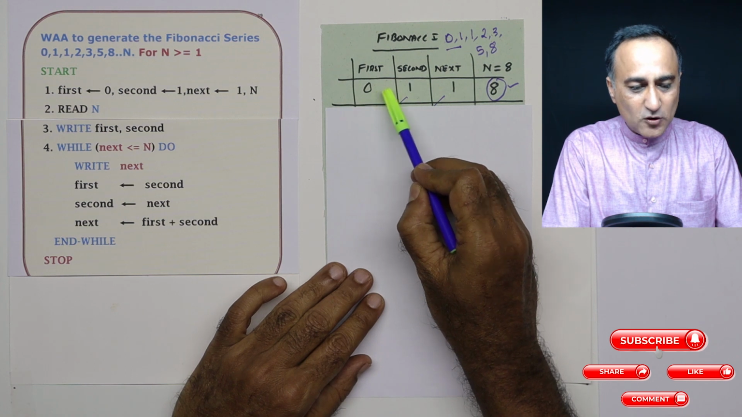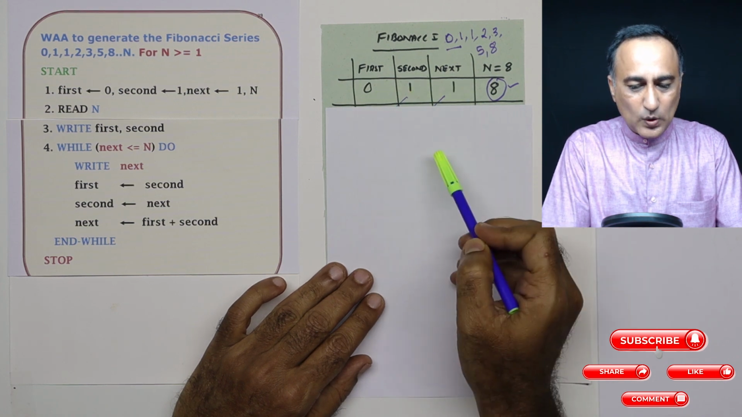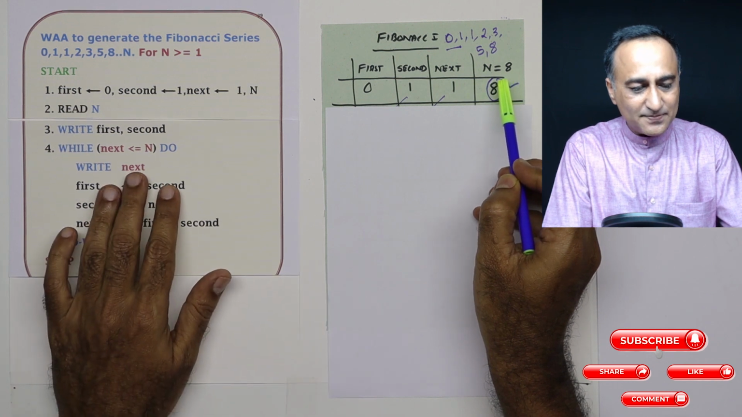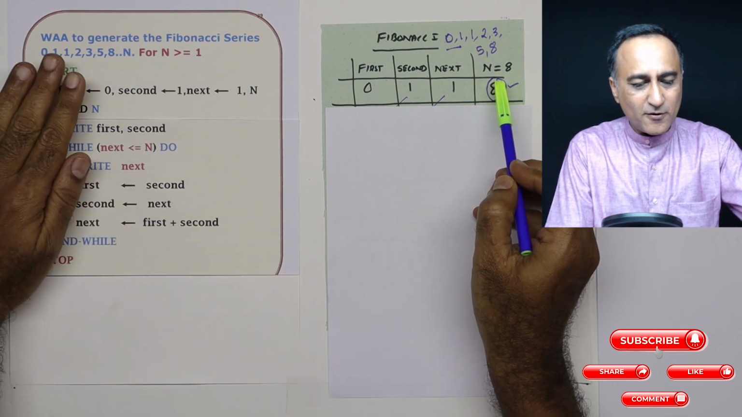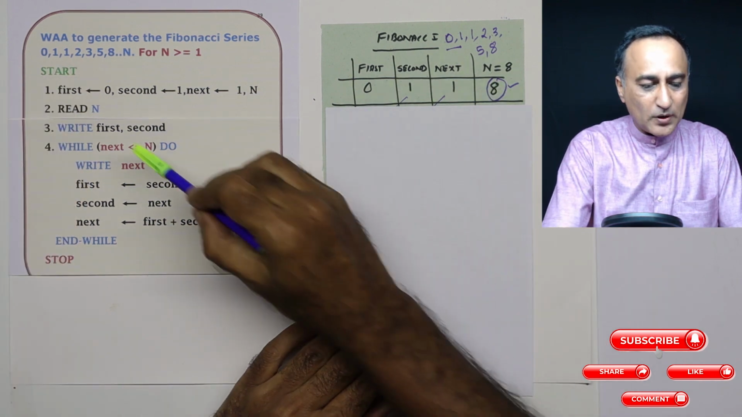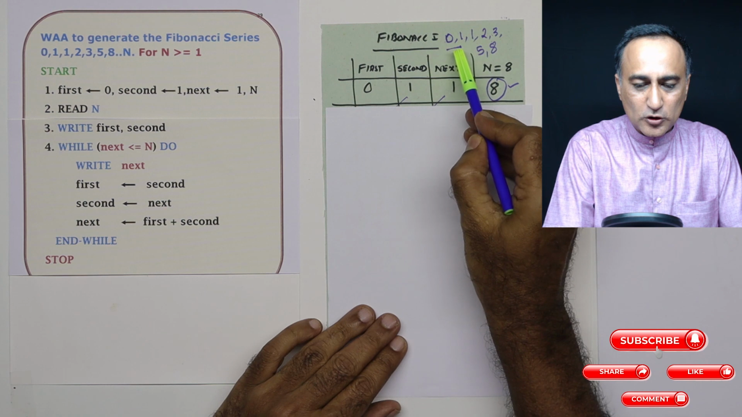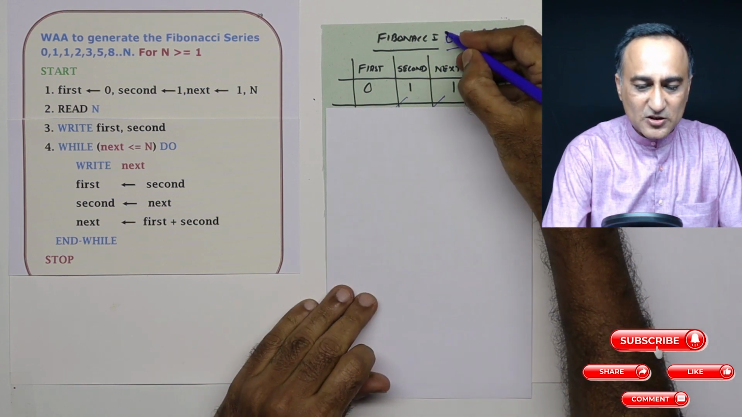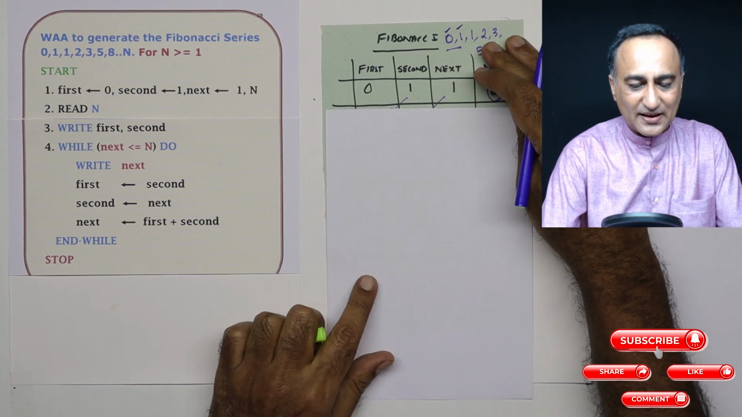So first is 0, second is 1, next is 1. I have asked the user, he's entered the value of n as 8. Once the user enters the value of n as 8, then what I'm supposed to do is write first and second. So on the output 0 is written, 1 is written. First 0 gets written, then next 1 gets written.